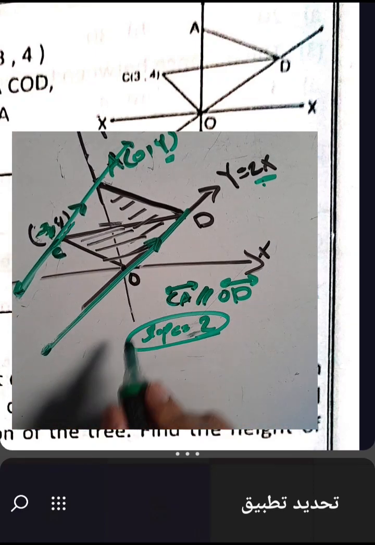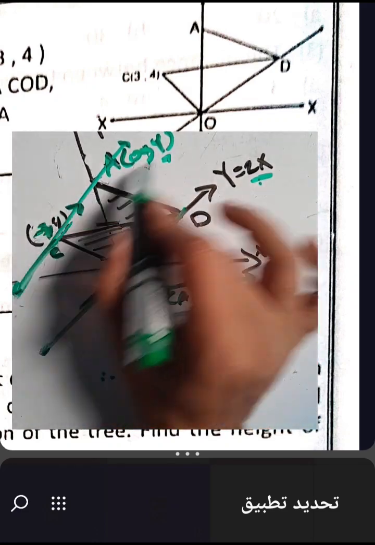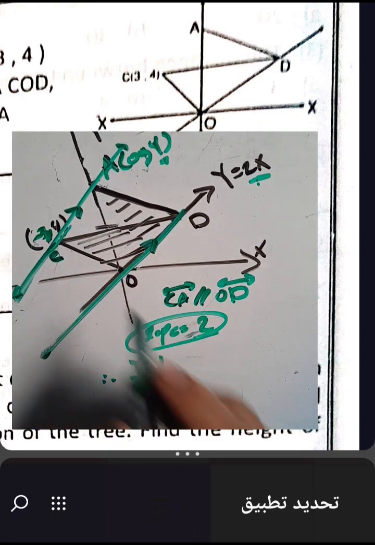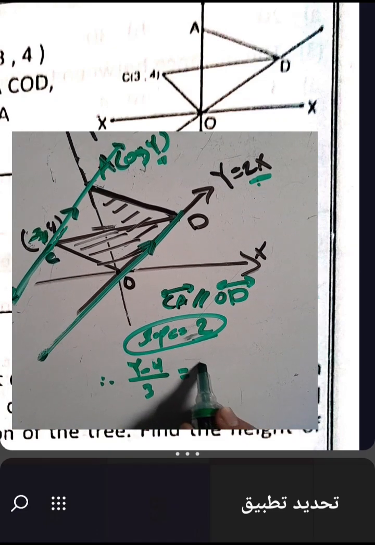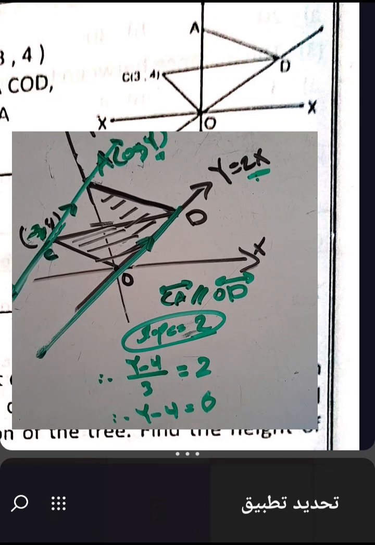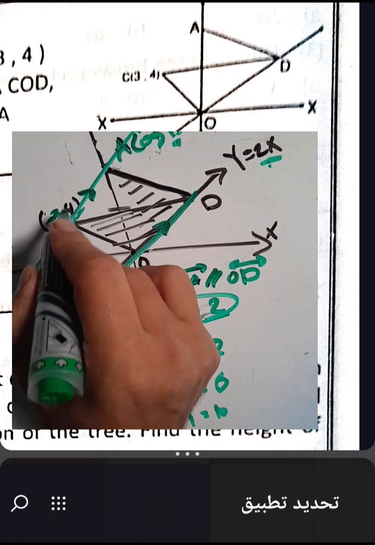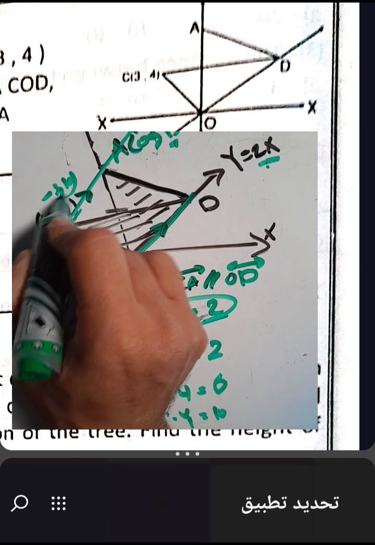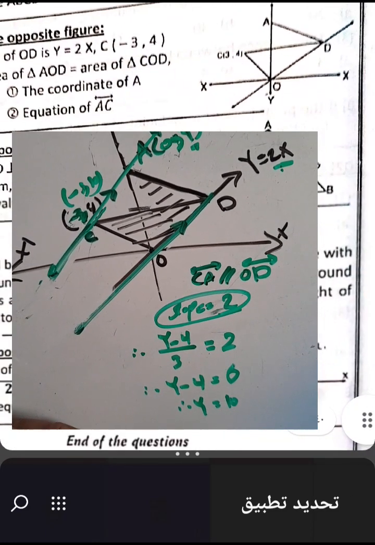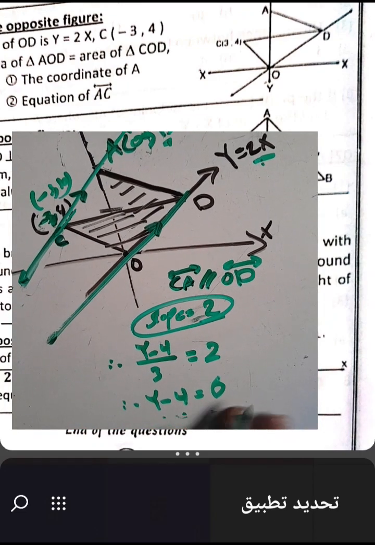Okay, we can find the slope: y2 minus y1, y minus 4 over x2 minus x1, 0 minus negative 3, which is 0 plus 3 equals 3, equal to 2. Then y minus 4 equals 3 times 2 equals 6, then y here equals 10. Then this point will be negative 3 and 10, the coordinates of the point C. Okay, and we want to find the equation of straight line EC. We have here negative 3 and 10.